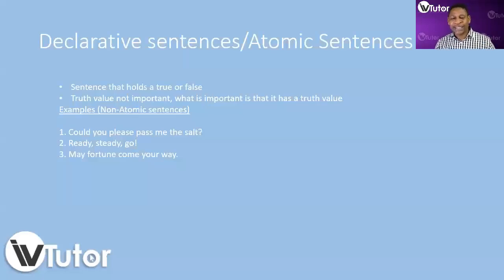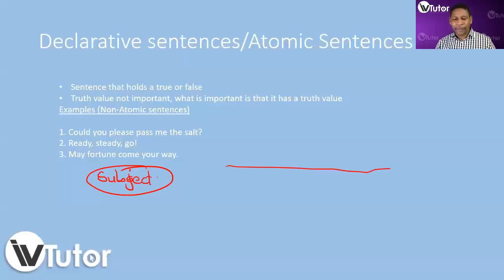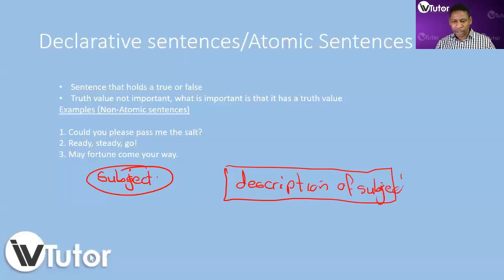So what we see is that the structure of declarative sentences needs to have an object of affection, or we can say a subject. It needs a subject, and then we need a description of the subject. If we have a subject and the description of the subject, we should be good to go.